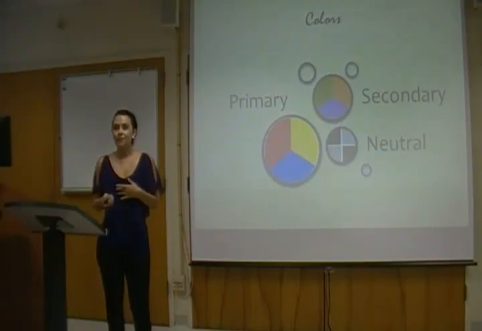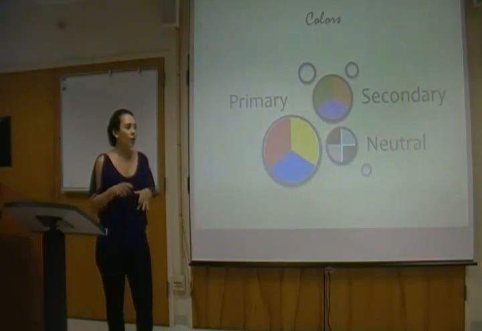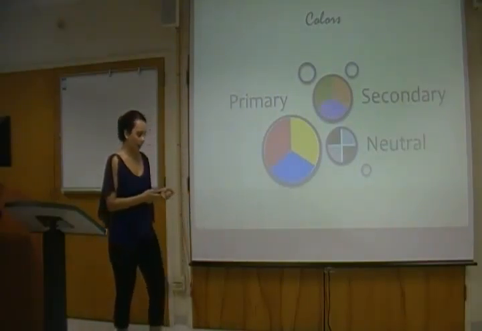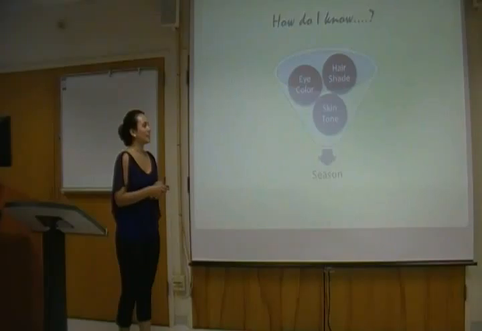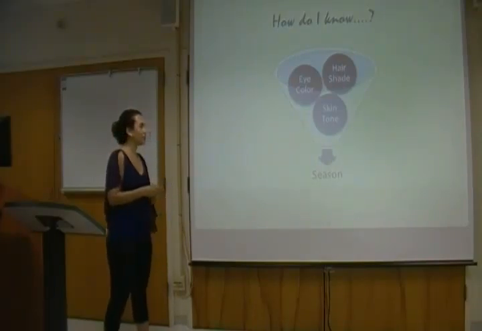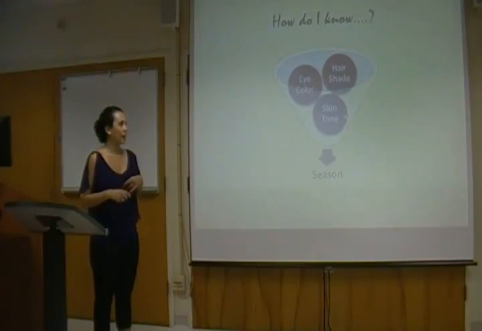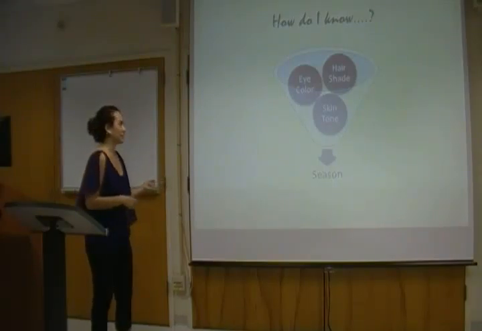So, as I said, we're going to discover our season, and we have to discover how we know it. What we have to analyze first is our characteristics. First of all, we need to know our hair shade, eye color, and skin color. Depending on these 3 characteristics, we determine our season. So let's discover what season you are.